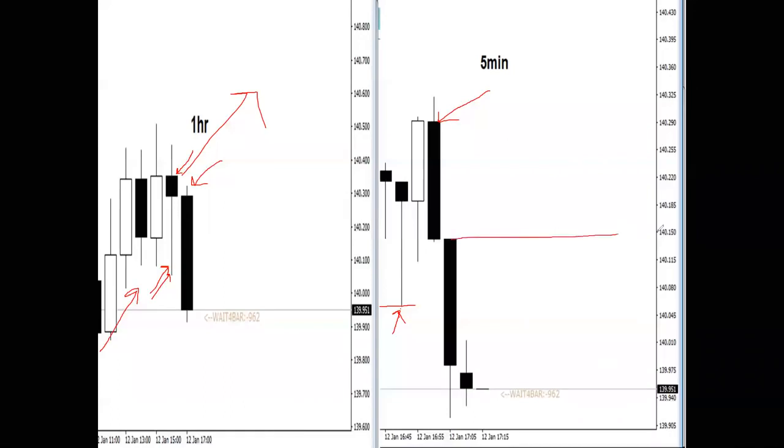What price was this? This is probably 148, and we dropped all the way down to, what price is this? Like on 0.48, 10 pips, right? 10 pips. So again, this is the start of the 1 hour candle, right? This is the start of the 1 hour candle right here.